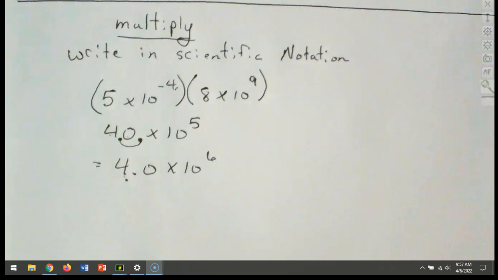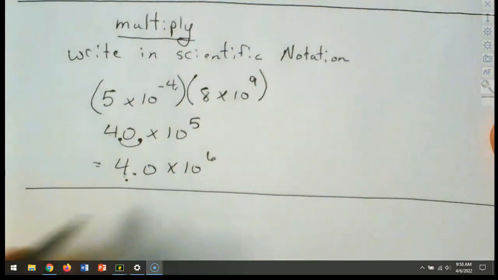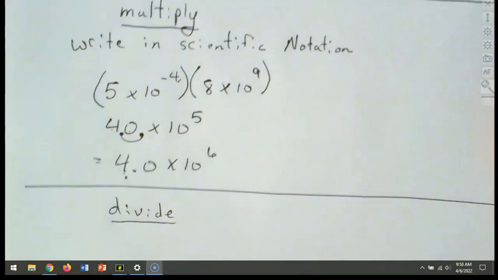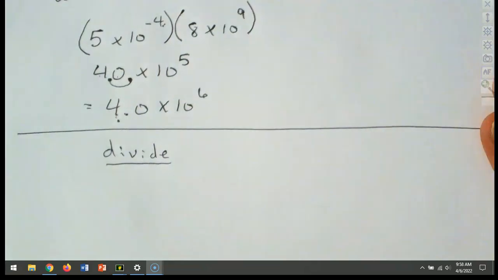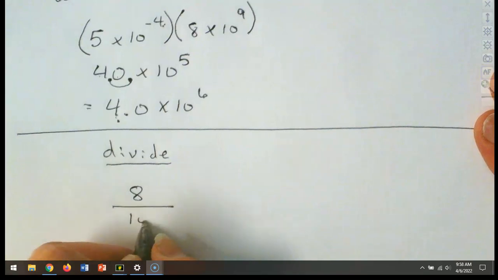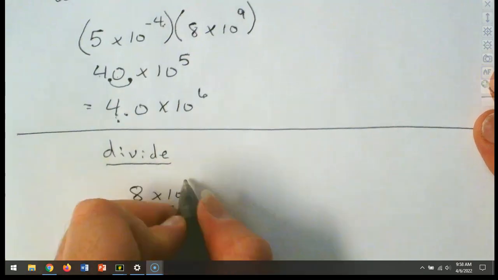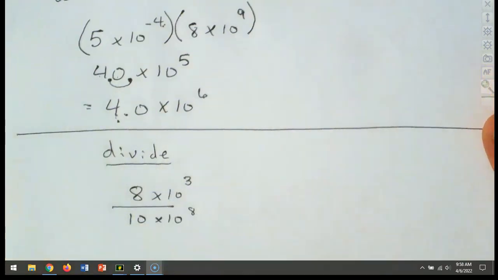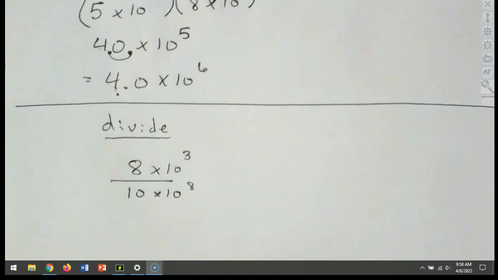When we divide, the exponents are going to subtract. So we're going to divide this next one out. So we're going to divide these out. And again, we're going to write this in scientific notation.